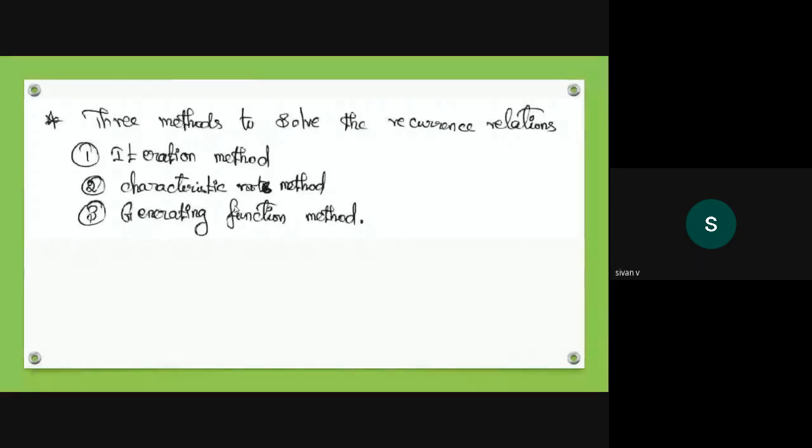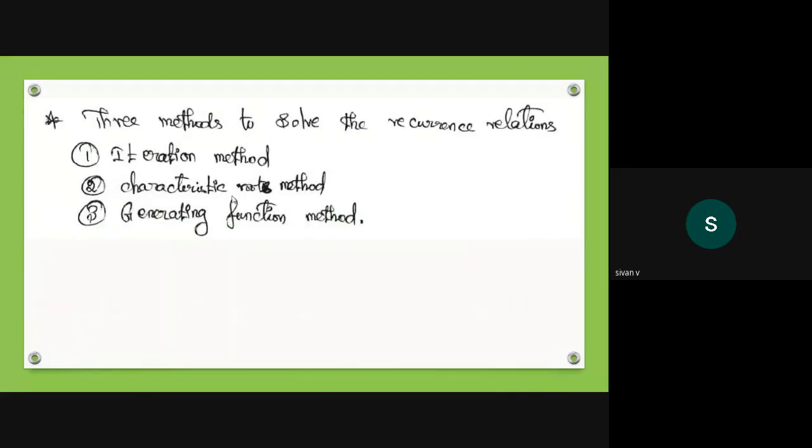Next, the characteristic roots method means we have to form the characteristic equation and solve it, and based on the roots obtained, you will get the solution. The roots are of 3 types: one is equal roots, another is distinct roots, and the third is complex roots.